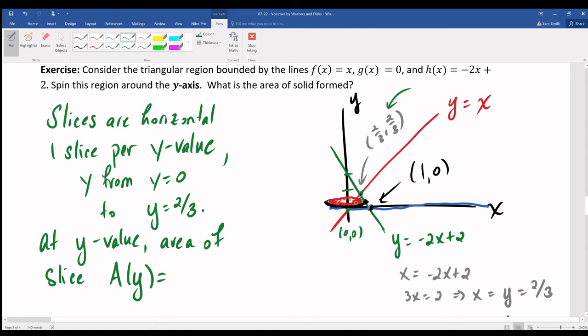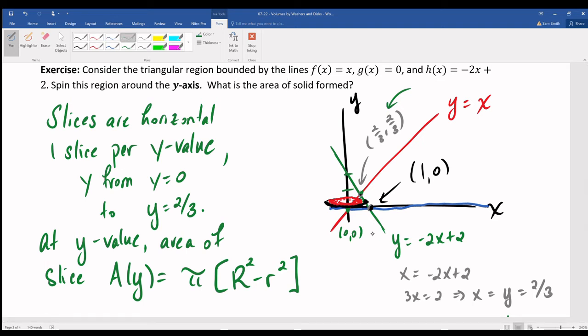In this case, still washer-shaped, so the formula will still look like big radius squared, take away little radius squared, times pi. However, we have to be especially careful because the outer radius of this washer is an x-coordinate. The radius of this washer is given to me by the x value of the point on the outermost green line.